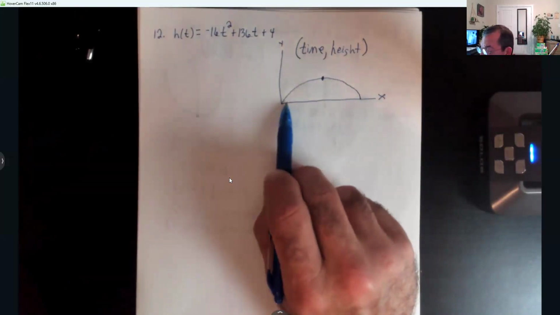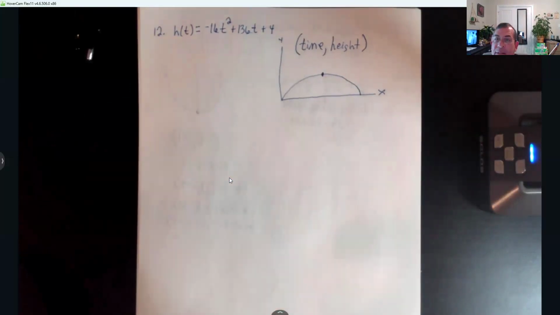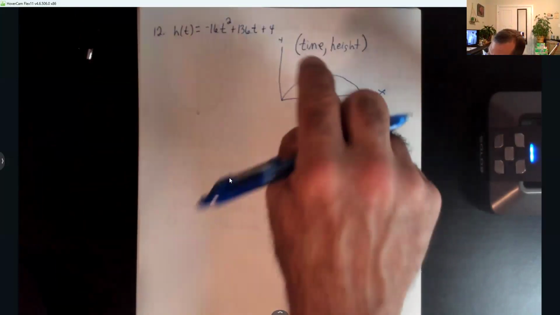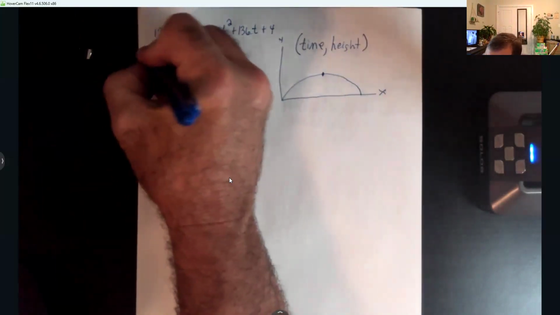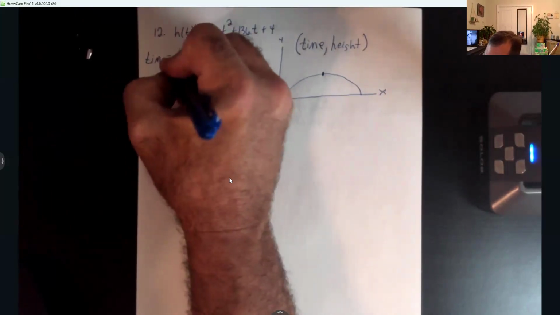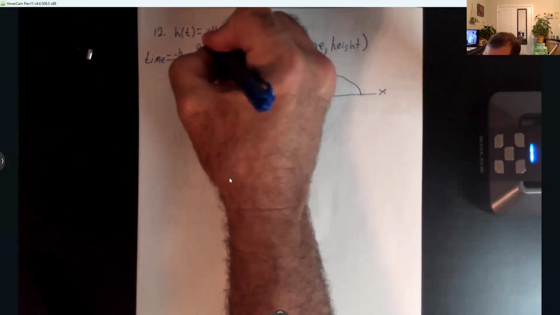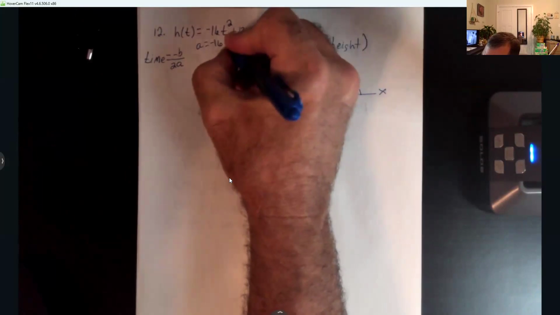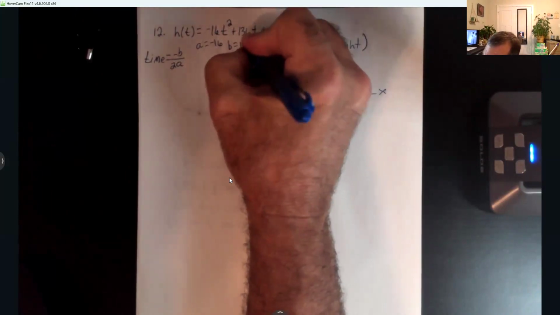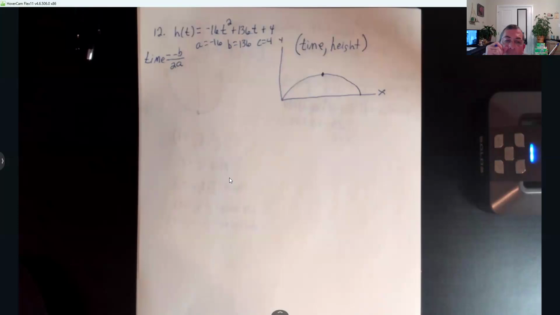And in the real world, the x-axis is usually some type of time, days, years, or whatever, okay? So to get the time, we need to do negative b over 2a. So let's get a, which is negative 16. B is 136, and C will be 4.